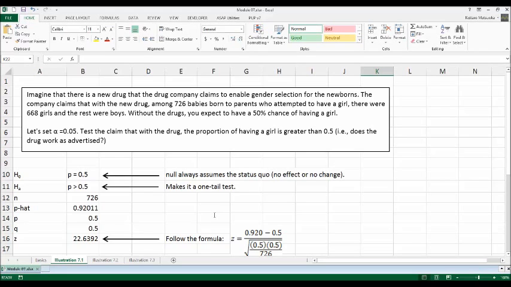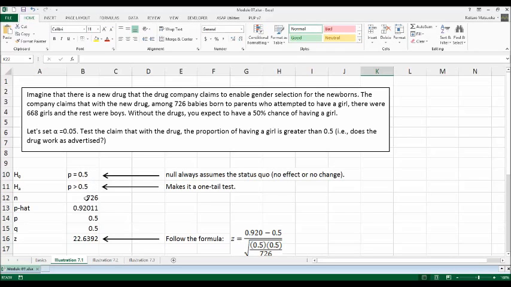So like I mentioned, the first step you have to figure out is the null hypothesis and alternative hypothesis. So I'm using the p here as proportion. So the p is 0.5, meaning that that's the status quo. Without any drugs, I expect to have a 50% chance of a girl. Alternatively, the drug company is claiming that with the drug, you have a better chance of having a girl. So it's going to be better than 50% chance. So it's greater than here, and this is a one-tailed test because it's a greater than.